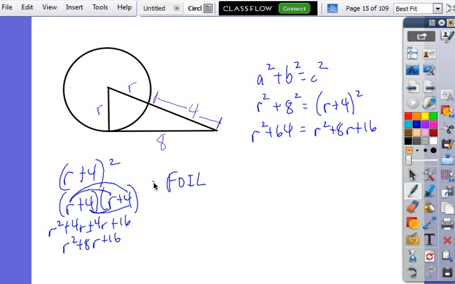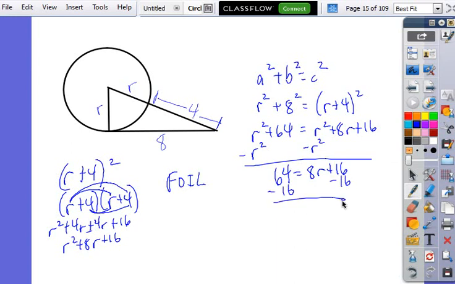All right, so I get to this equation now. Well, if I minus r squared on both sides, what happens? It goes away, which is exactly what we want, because we don't want to have to deal with r squareds. I'm left with 64 equals 8r plus 16. Now it's just a regular equation. So it looked worse at the beginning, but it turned into a very simple equation. Minus the 16. You wind up with 6.